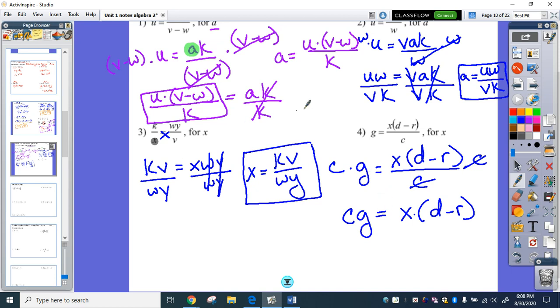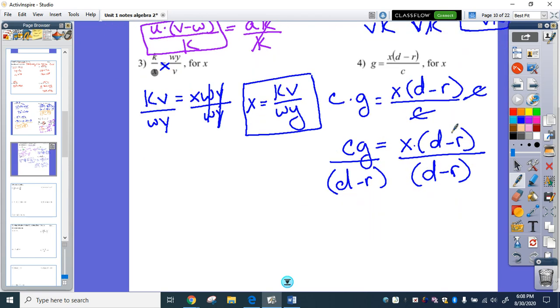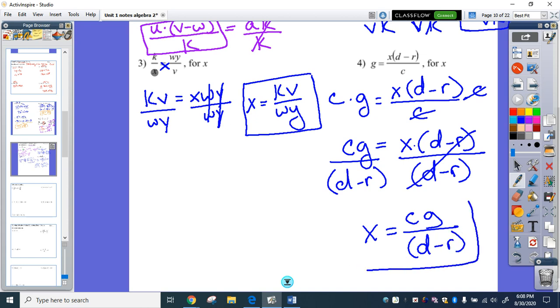So I can do the same trick that I've been doing in these previous problems and divide both sides by d minus r, and now all of this cancels out and I'm left with x by itself, so I get x equals CG divided by the quantity of d minus r, and I'm all done. So when we talk about solving literal equations, just remember you're trying to get that variable by itself, so think of undoing everything that is happening to it.